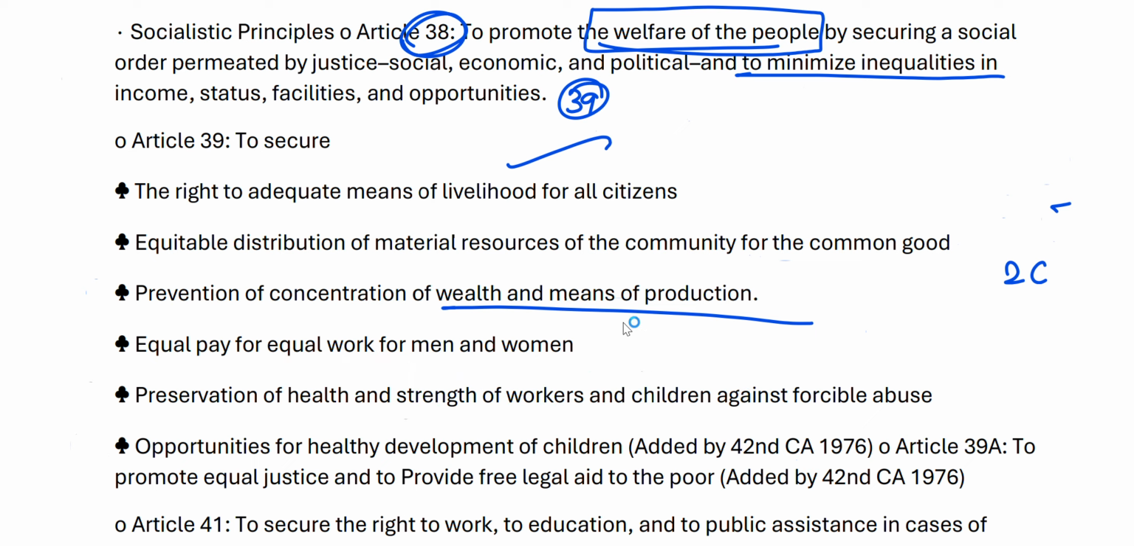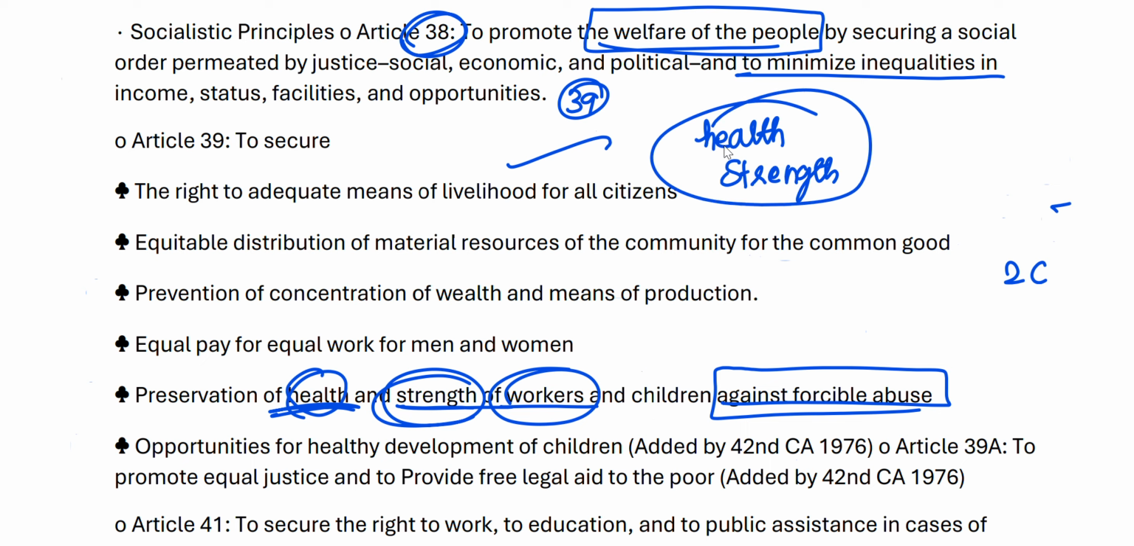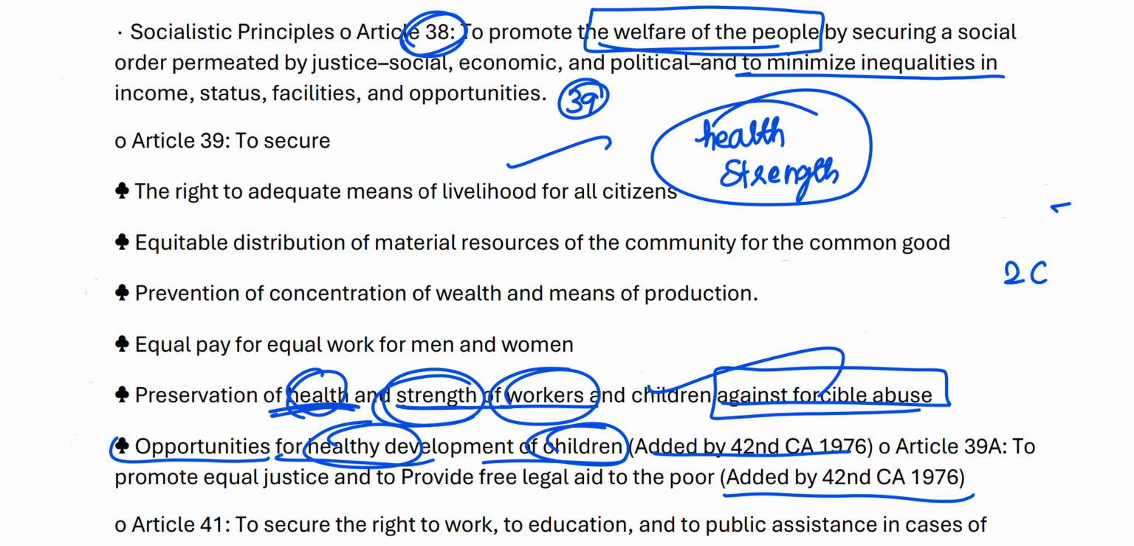Preserve the health and the strength of the children. So we need to have the health as well as the strength of the children against forcible abuse. Right. We need to preserve the health of the children, and then we also preserve the strength. Health and strength of the children and the workers against forcible abuse, opportunities for the healthy development of the children. And free legal aid is added by the 42nd Constitutional Amendment Act.